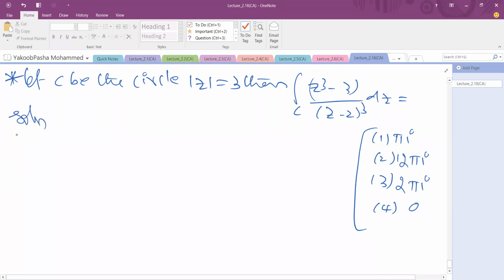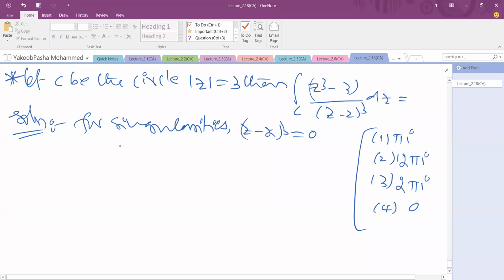I'm taking singularities. For singularities, denominator z minus 2 whole cube is equal to 0. It means z is equal to 2 is a pole of order m is equal to 3.